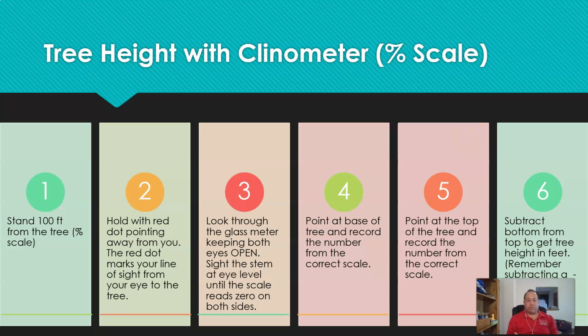So if we're using the percent scale, the big difference is we're going to go out to 100 feet, because remember, with percentages we talk about 0 to 100%. So we're going to stand 100 feet away from the tree, red dot pointing away from us, looking at the tree with one eye, looking in the clinometer with one eye. We're going to point at the base of the tree, we're going to point at the top of the tree, we're going to get our numbers, and then we're going to subtract the bottom from the top.